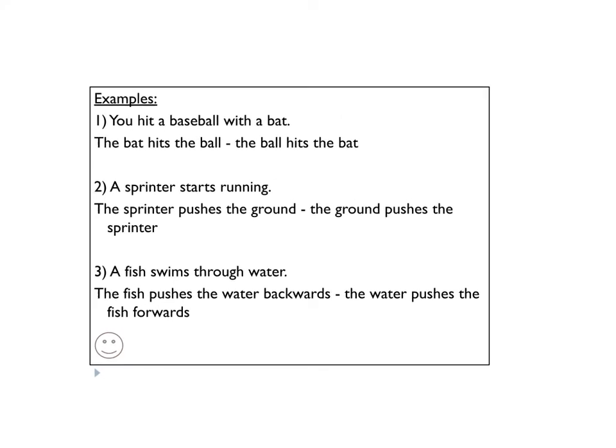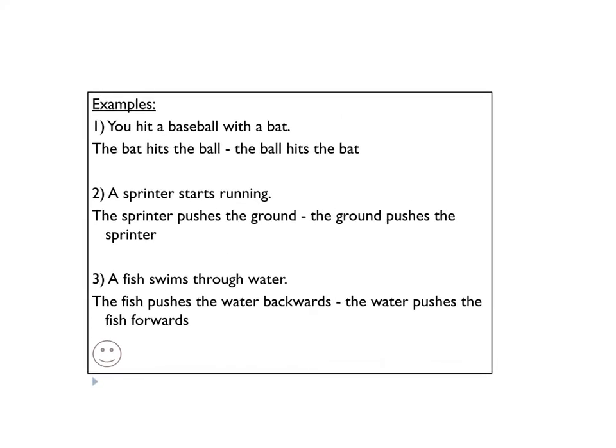Let's look at a few other examples here. Take the scenario where you hit a baseball with a bat. So the bat hits the ball, object 1, object 2, and there's our interaction. And so what is the reaction to this? The ball hits the bat, 2 on 1, and here's our interaction. I'm going to abbreviate that. It's a long word to fit in there.